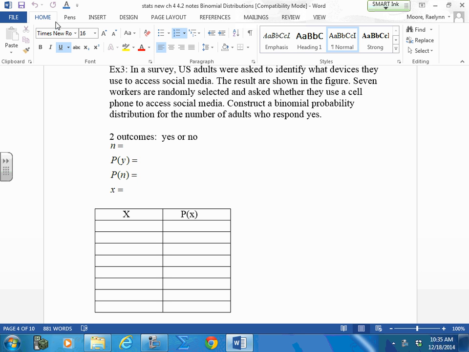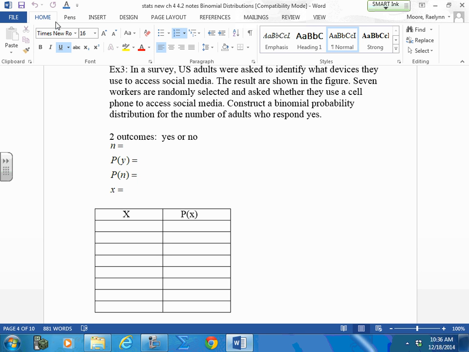94% use a computer, 46% a cell phone, 16% a tablet, 7% and so on. How come those don't add up to 100? They can use more than one. They asked them what devices they use, so apparently they could say yes to more than one. So first we're going to keep that in mind.